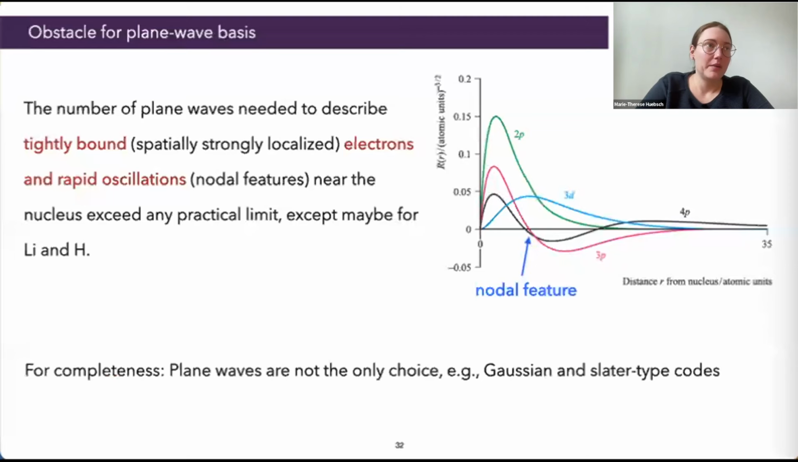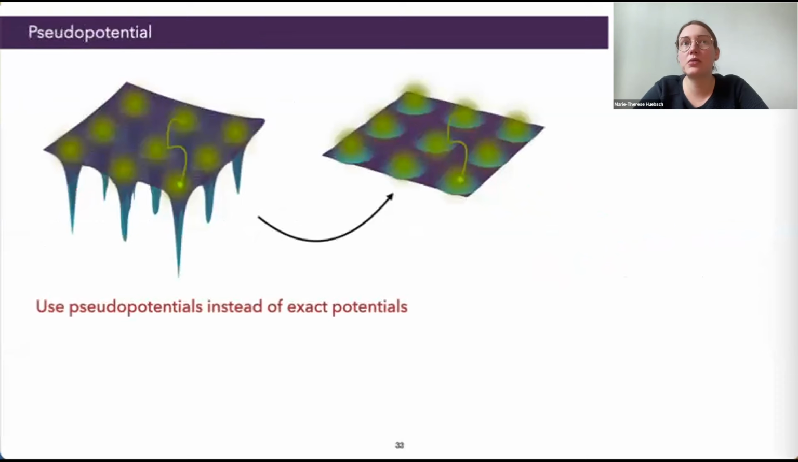But before telling you the solution to this issue, let me just add something for completeness. Plane waves are not the only choice. There are other ab initio codes that use Gaussian bases or the so-called Slater type bases. But well, in VASP we have plane waves, and the trick is to introduce pseudo potentials that replace the ionic potential that is part of the external potential. And the goal is to get rid of all these strongly oscillating features near the nuclei.